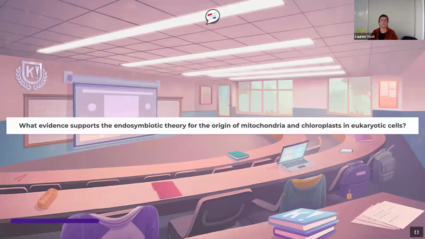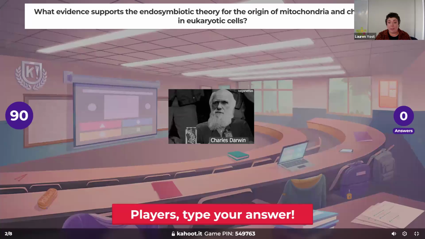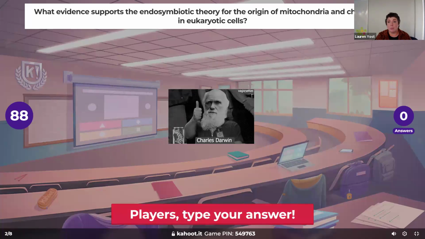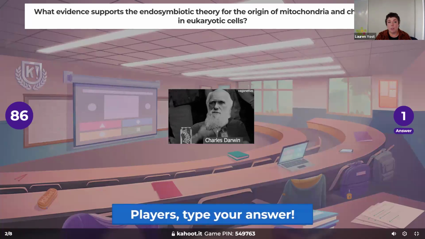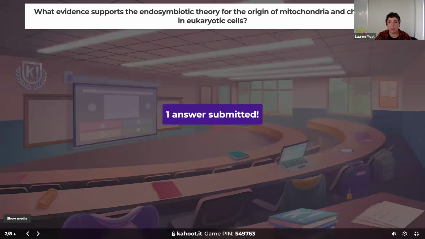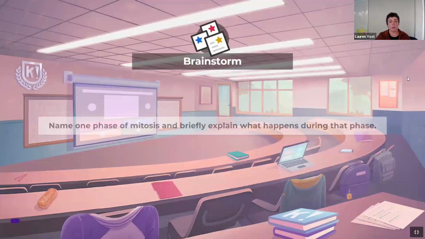Another question, what evidence... actually, skip this one. We're going to skip it, just don't worry about it, because be aware that there's evidence for mitochondria and chloroplasts being from other organisms, right? So we're going to skip that one. I want to move on to this one.